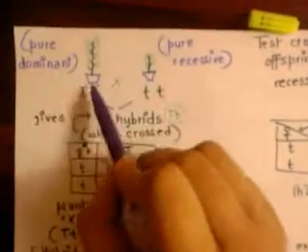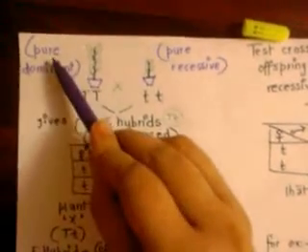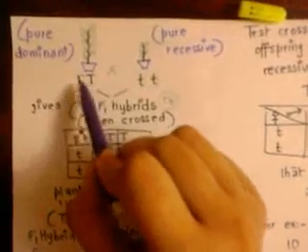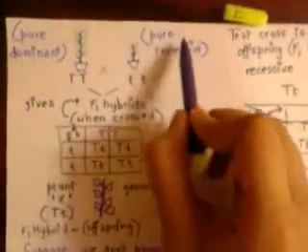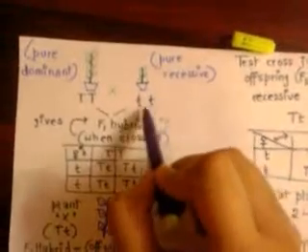Suppose we are crossing this pure dominant parent. Pure is also called homozygous. That means both are dominant, the same. It is crossed with pure recessive. Again, pure or homozygous, one and the same. Pure recessive, small t, small t. Both are the same. Both are recessive characters.